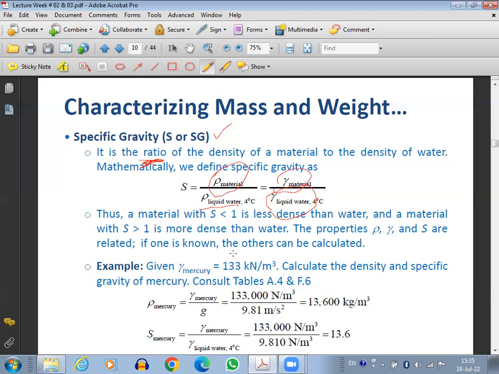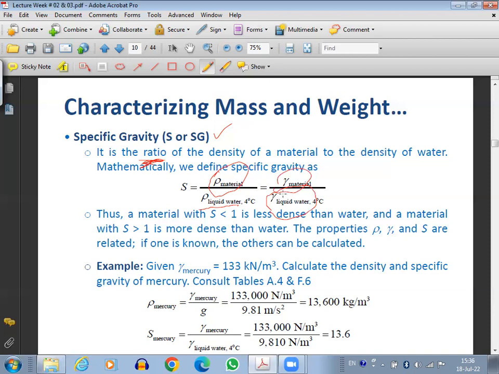No, it's a ratio, means it will be unitless. Density over density cancels each other. Specific weight over specific weight cancels each other. So if it is a specific gravity and you put a unit in the exam for it, you will lose marks. If it is a specific weight and you forget to write the unit, you will lose marks because it has a unit, but a specific gravity is unitless because it is a ratio.